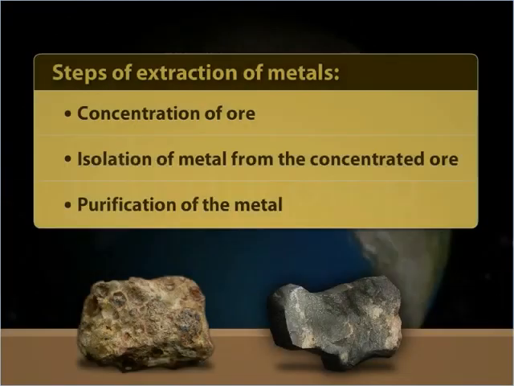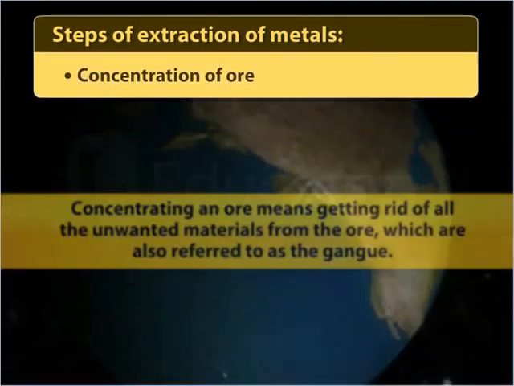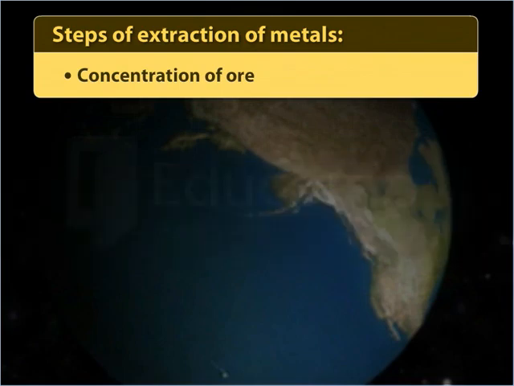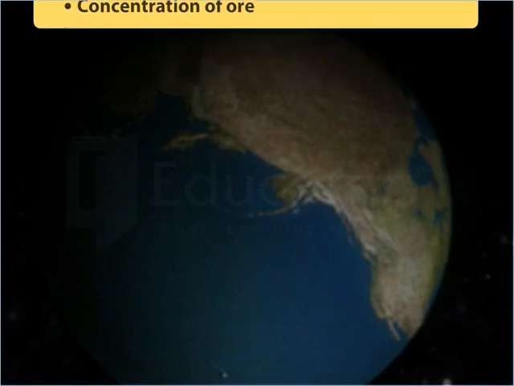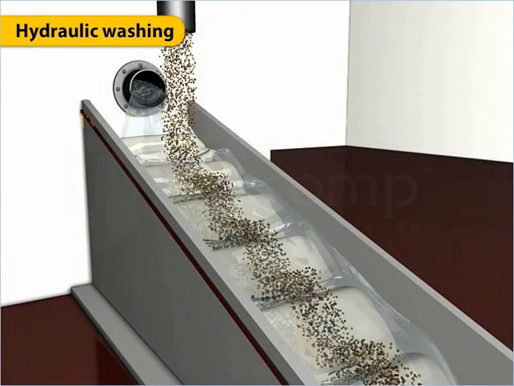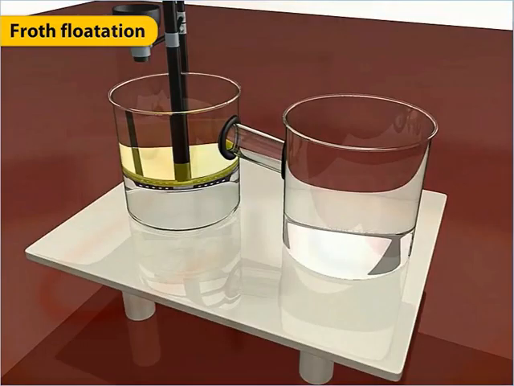In this module, you will learn in detail about the first step of metallurgy, the concentration of ore. Concentrating an ore means getting rid of all the unwanted materials from the ore, which are also referred to as the gangue. Depending on the properties of the ore and its gangue, the methods used for concentrating an ore may include hydraulic washing, magnetic separation, froth flotation, and leaching.